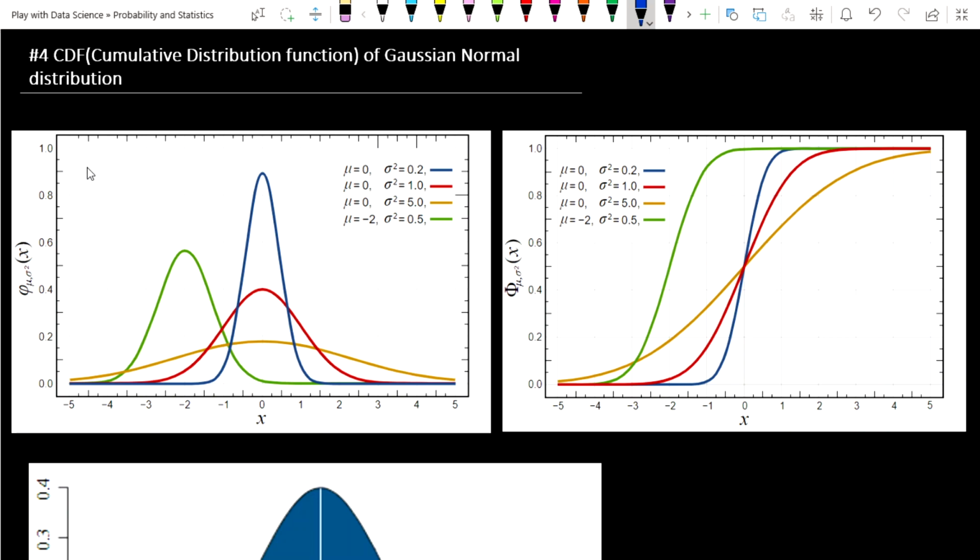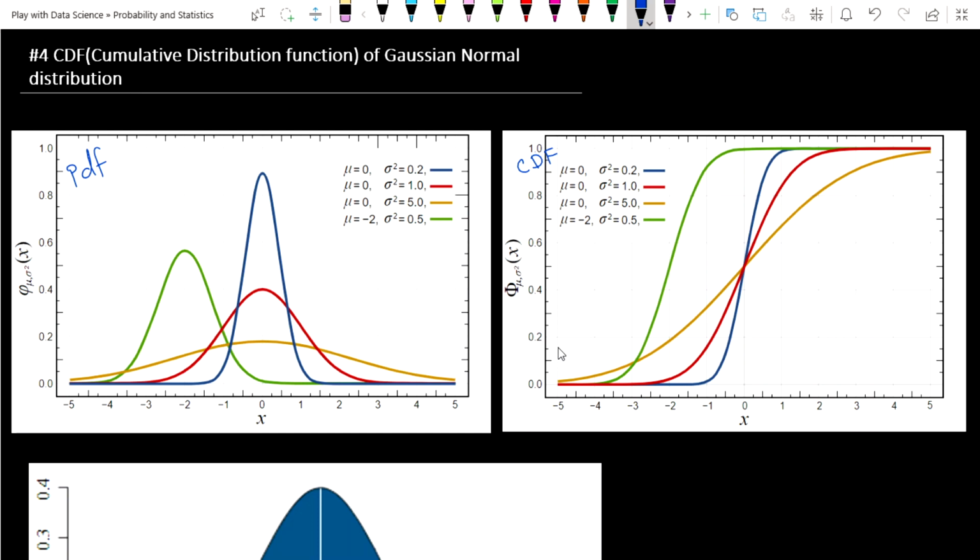I'm just taking the Gaussian normal probability density function and the cumulative distribution function only for Gaussian normal distributions. I'm discussing this simple Gaussian normal distribution. This is the simple probability density function, and this is the CDF, the cumulative distribution function. We have already discussed that picture in previous lectures. Now relate these pictures. So this is the cumulative distribution function.